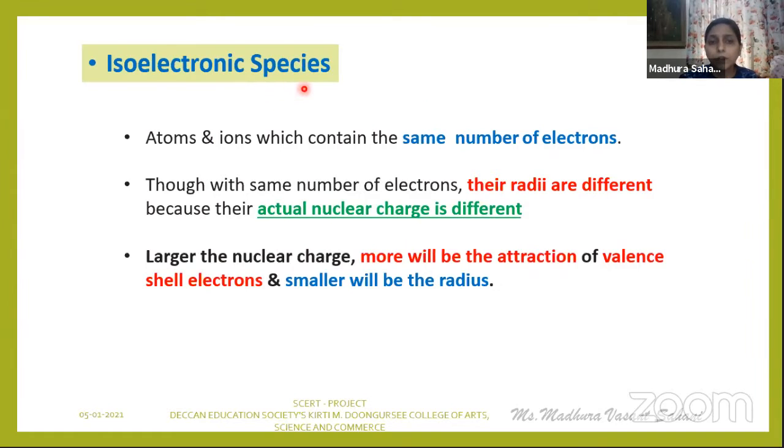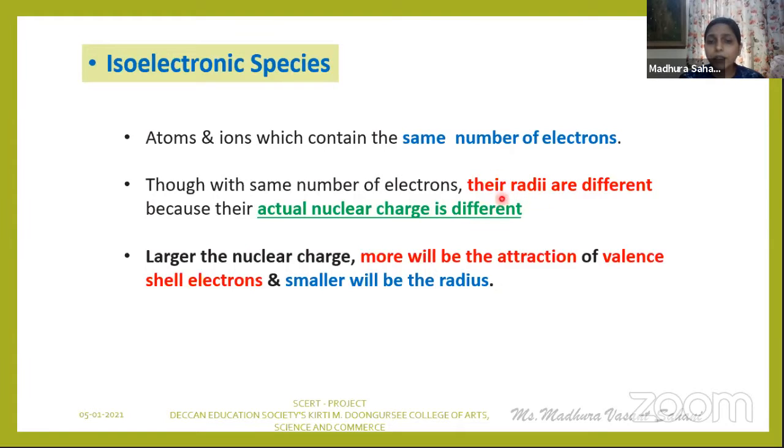Isoelectronic species is nothing but what? Iso means same. So isoelectronic species are those atoms and ions which contain same number of electrons. As they show the same number of electrons, but they differ in their radii. Now, why do they differ in their radii? Because their actual nuclear charge is different. This is the important thing. This is a key point. Isoelectronic species means atoms or ions contain same number of electrons, but they differ in their radii.